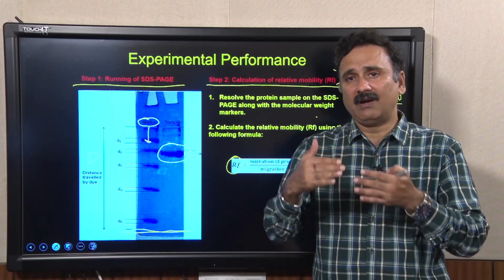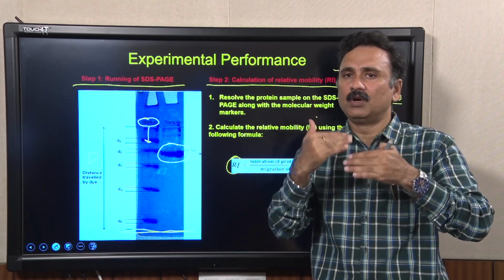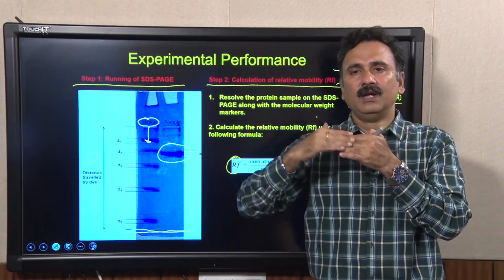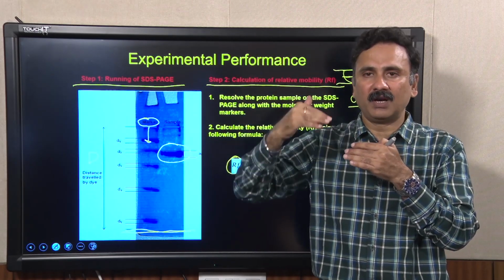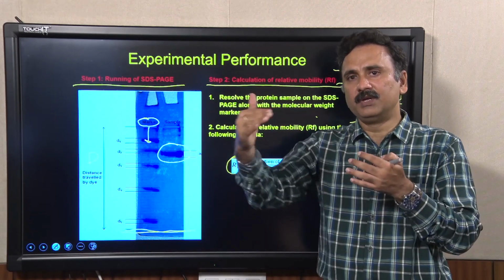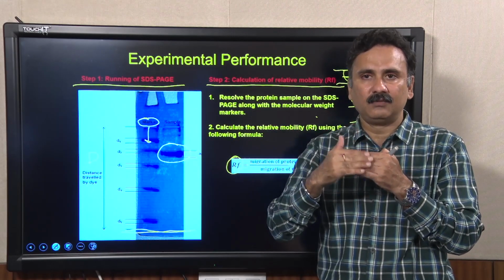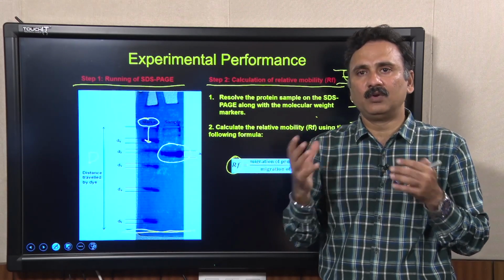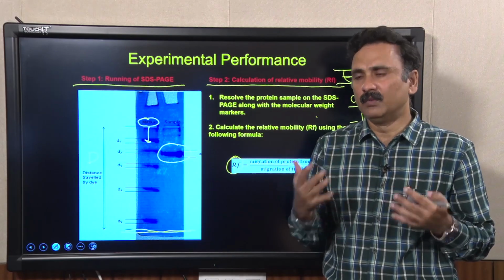errors you are going to have, because if you take the lower point, your RF value is going to be on a higher side. If you take the upper value, the RF value is going to be on a smaller side. So, for getting a minimum error, you can take both values and then take an average of that, and that is the most appropriate way of doing it.